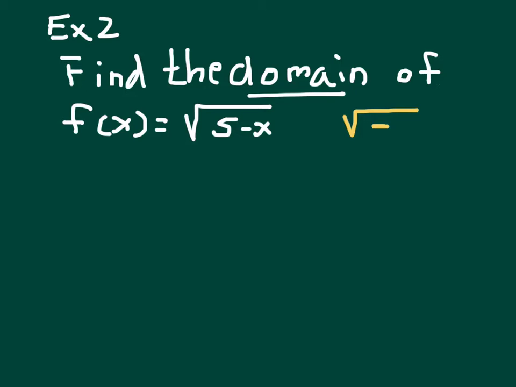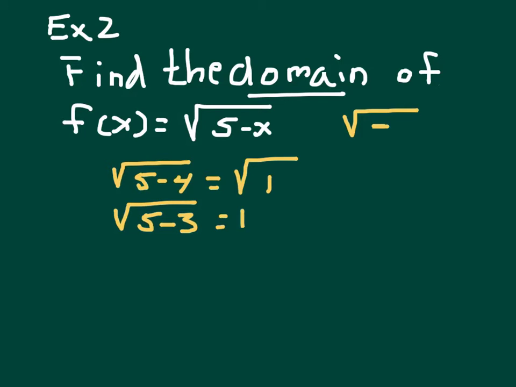So what numbers can I put in for x, knowing that I don't want a negative number to come out of this? To keep that in mind here, for example, I could put 4 in for x, because 5 minus 4 is 1, and that's a positive number, that's okay. I can put 3 in for x, and 5 minus 3 is 2, and I can take the square root of 2. I'm going to get a decimal, but that's fine.